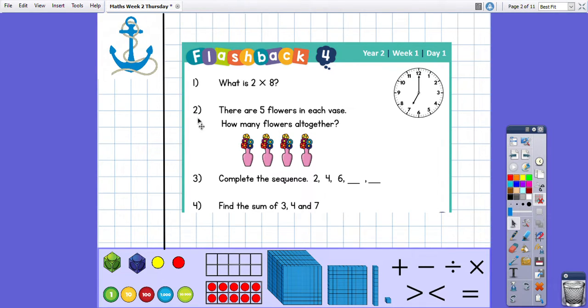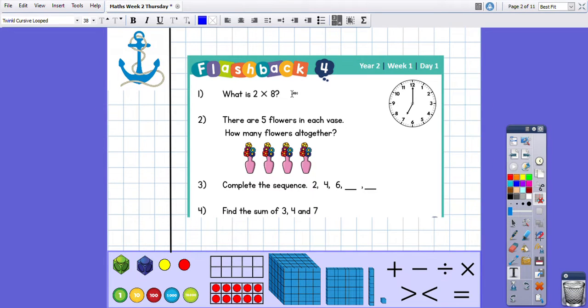So there are 4 questions I want you to have a look at. I want you to pause the video and have a go, and then I will talk you through how to answer them. So, what is 2 times 8? Now to do that, you know to do your 2 times table. So you would just count up in your 2s. 2, 4, 6, 8, 10, 12, 14, 16. So the answer is 16.